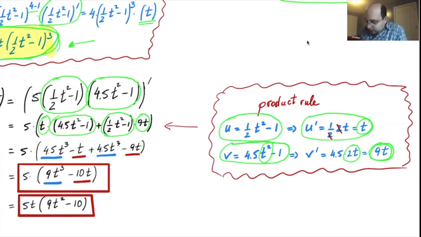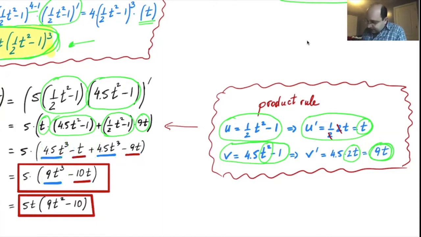Now I combine the similar terms. The terms which contain t to the power 3, I combine them and I get 9t to the power 3, and then I combine the terms which are of the form a constant times t, so I get negative t minus 9t, so I get minus 10t.